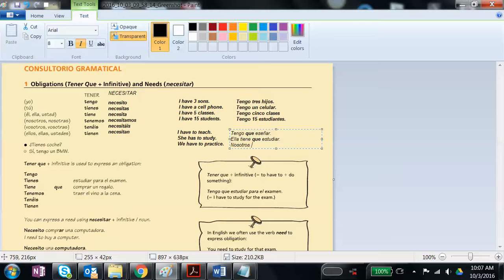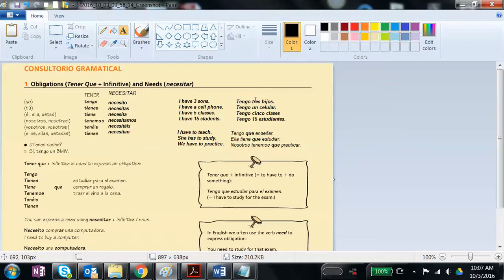Okay, we have to practice. So, nosotros tenemos, and then I have to use que practicar. So when it's an obligation, you're going to want to use tener que. You can't have tener immediately followed by an infinitive. There has to be a que in between the infinitive and the tener. Okay? So you would have this que in between your tener and the action which you are obligated to complete.